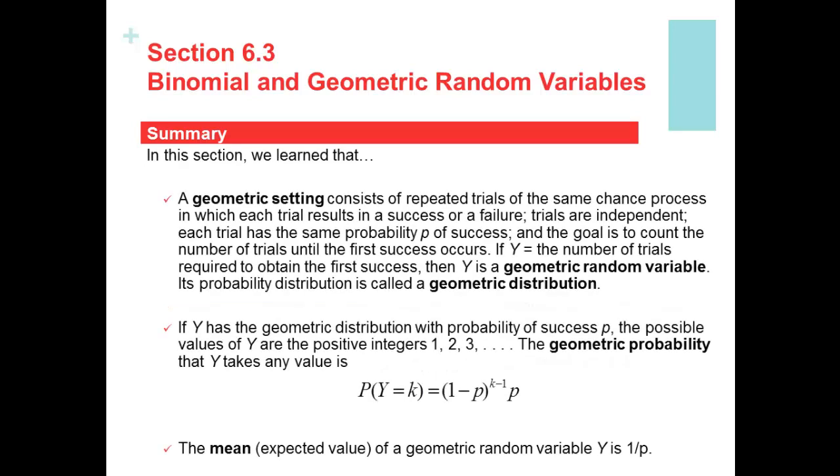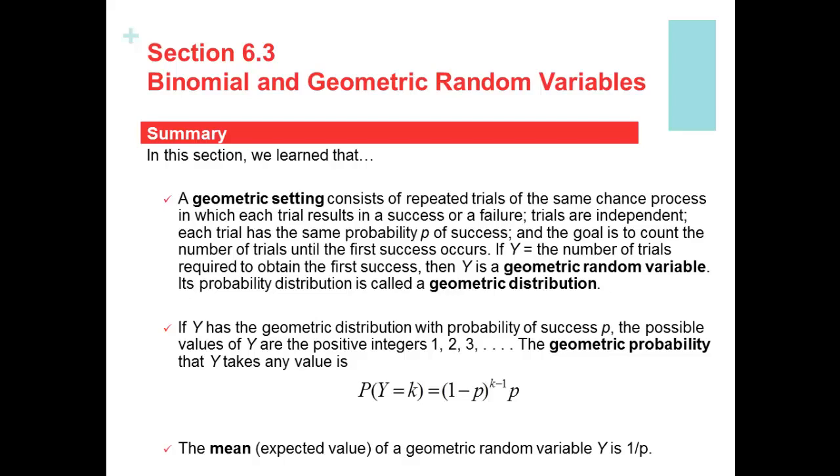A geometric setting consists of repeating the trials of some chance process, but this time we're interested in finding the number of trials till our first success. If y is a geometric distribution with probability of success p, the possible values of y are going to be 1, 2, 3, and so forth, and the probabilities that can be taken on are given by this formula. The probability of y equaling k would equal 1 minus p raised to the k minus 1 times p, and the mean or expected value of a geometric random variable y is equal to 1 over p.